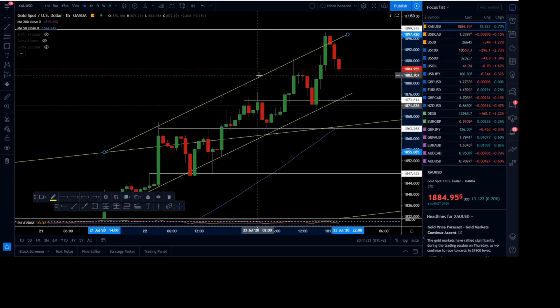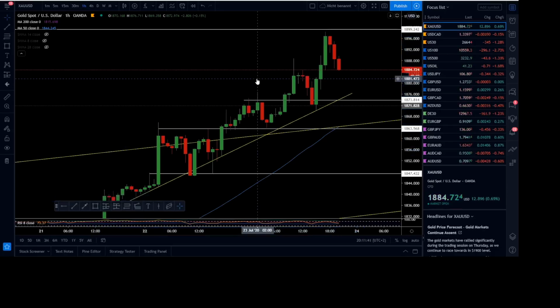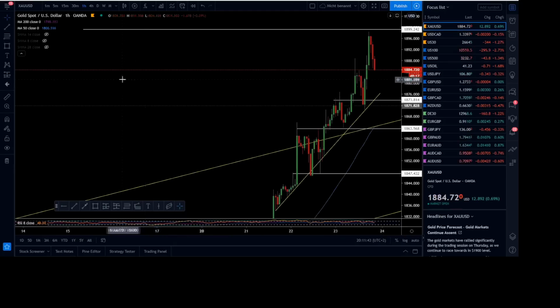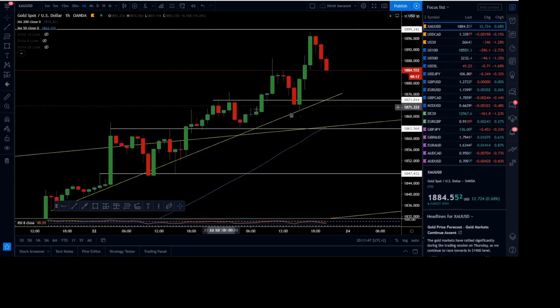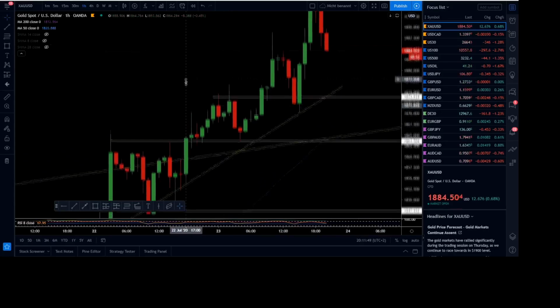And all you need to do is find good entries within these channels, okay? Just trend channel and ride the wave. That's all we do, guys. Very simple. Keep it nice and easy. Okay, so what we have, so targets, guys, targets on the break and retest.